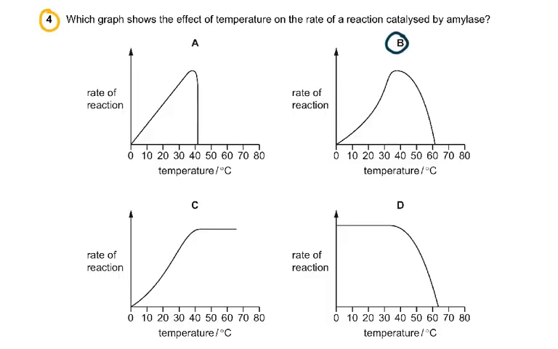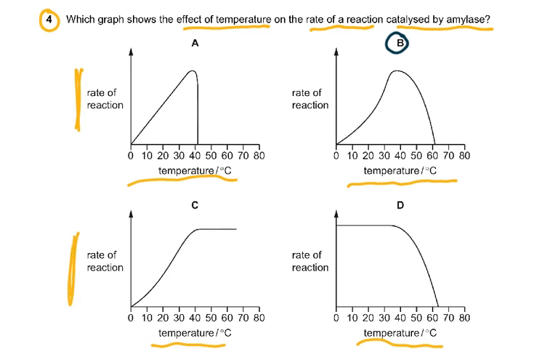To question number 4, which graph shows the effect of temperature on the rate of a reaction catalyzed by amylase? Now you see temperature, you must always first look at all the four graphs. Temperature is on the x-axis, so that means all are nearly correct. And rate of reaction is on the y-axis, same here, same here. Always check it. Is it the same? Sometimes we change it. A and B something else and C and D something else.